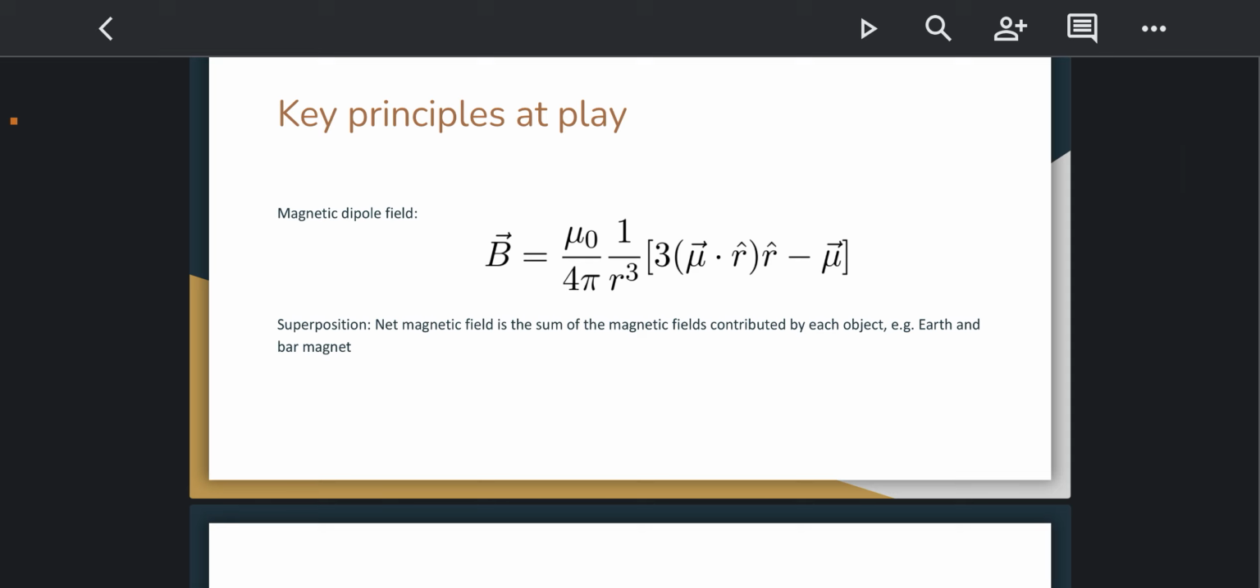Another physics principle that we need to be aware of is superposition: the magnetic field contributed by the bar magnet is added to the magnetic field contributed by the Earth to get the net magnetic field that the magnetometer reads. It basically states that magnetic field is additive when you're contributing from different sources.